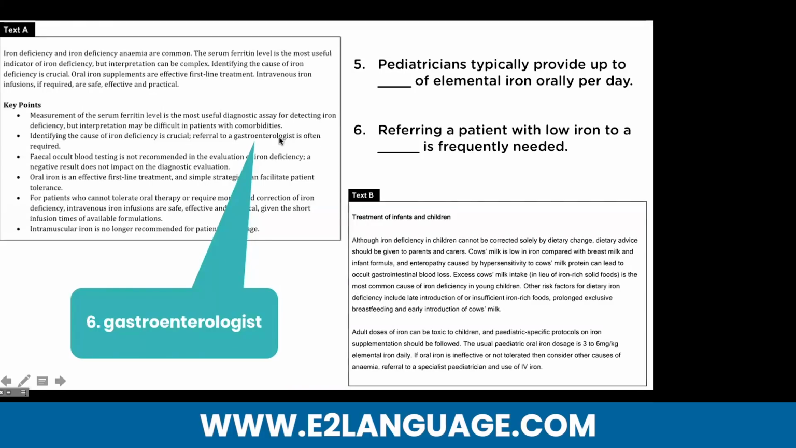Referral to a gastroenterologist is often required, is frequently needed. You can see that often required and frequently needed are paraphrases, synonyms. They say the same thing. Therefore, the answer there is gastroenterologist.